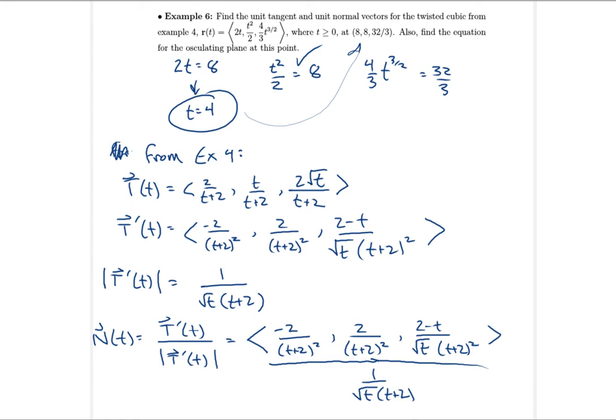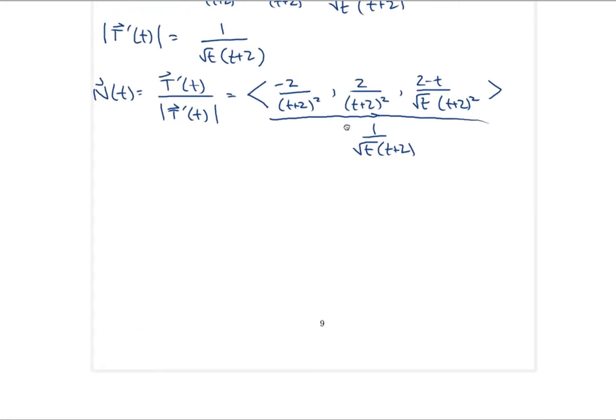And so when we simplify that, what we get is negative 2 square root of t over t plus 2, because we get a t plus 2 on the bottom canceling with this t plus 2. 2 roots of t over t plus 2, and then 2 minus t over t plus 2.